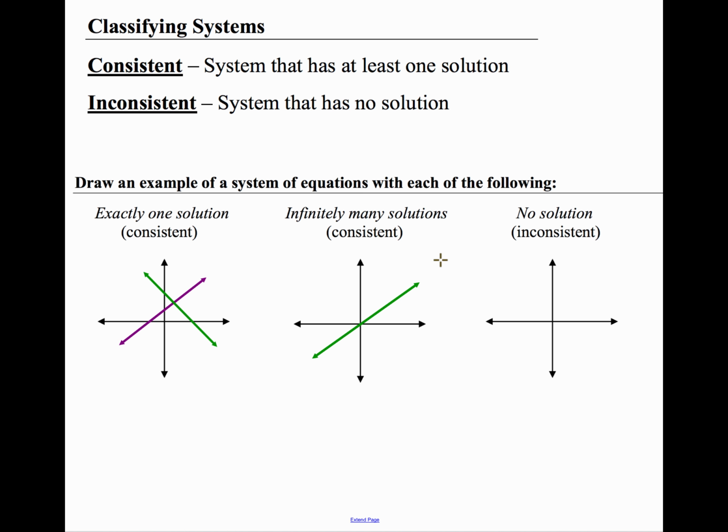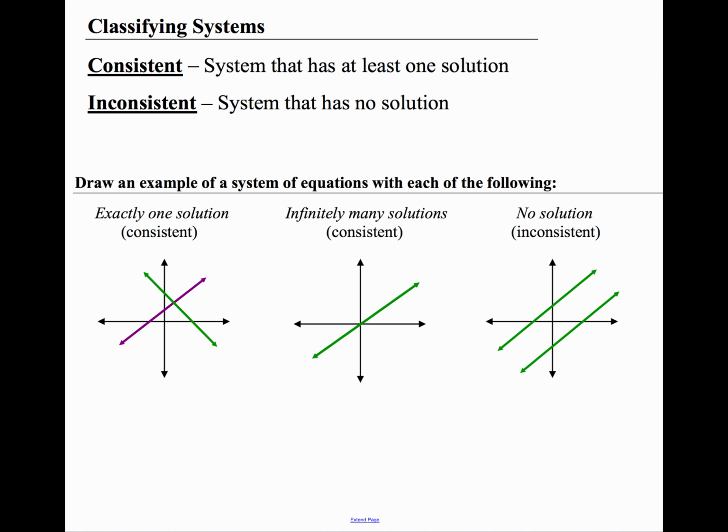The final type is no solution, inconsistent. Inconsistent, we're going to have two lines that never intersect, and we call those lines parallel. So let's take a look at two lines that never intersect. Ta-dum! These two lines never intersect, therefore they're inconsistent. They have no solution.